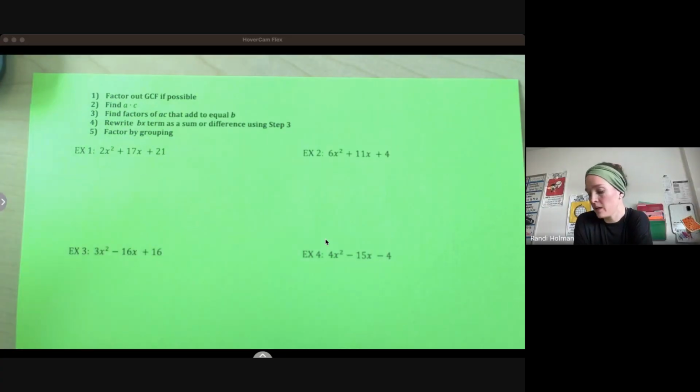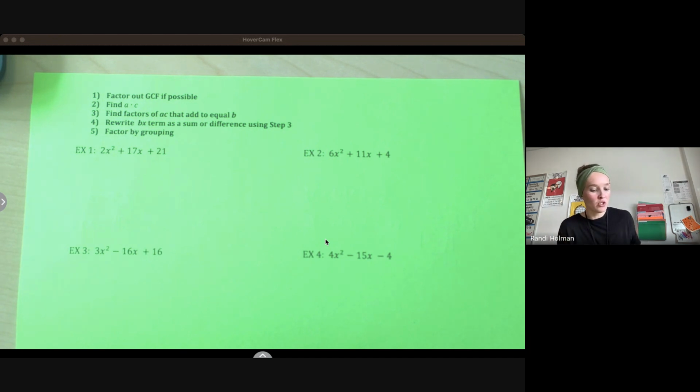Welcome. In this video, we are going to look at factoring trinomials when your a value is not 1. So if you have more than one x squared, like 2x squared, 6x squared. We did a lot of these with our algebra tiles, and you can use that method, although it requires a lot of guessing and checking, which is acceptable.